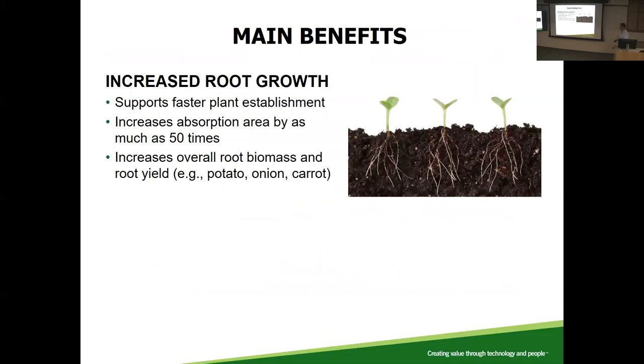There are four main benefits that we normally mention when we talk about mycorrhizal inoculants, and one is increased root growth. So they extend the absorption area through the formation of mycelium, but at the same time, they also help in increasing the root biomass. And this is particularly important in those crops where the root is the yield. So for example, in potato, onion, and carrot, we see great benefits of using mycorrhizae to increase the root biomass.